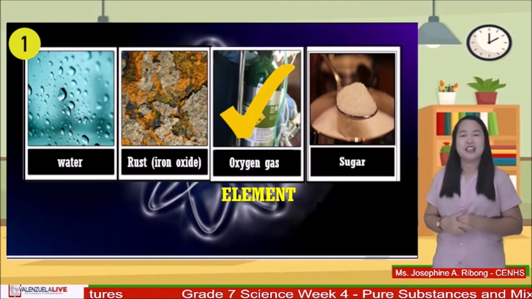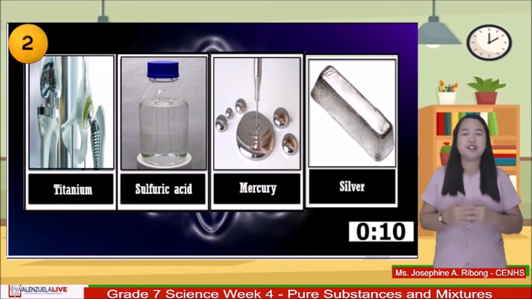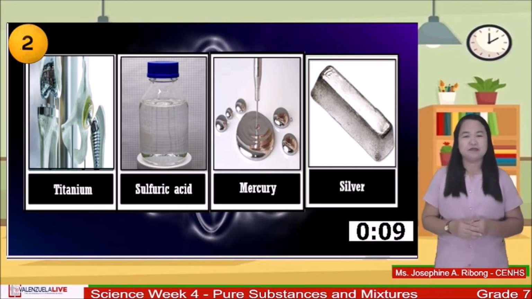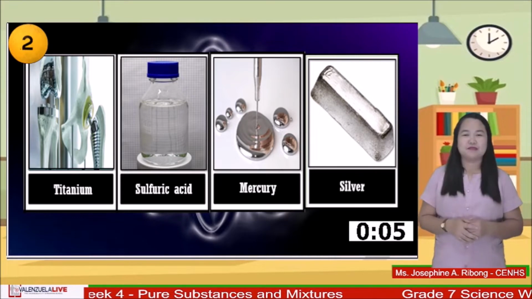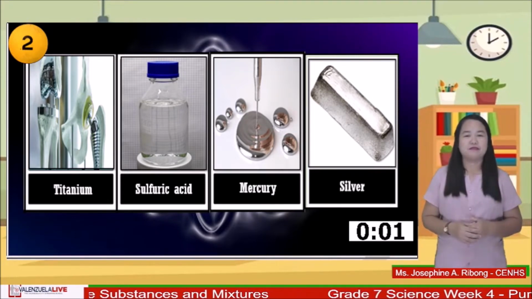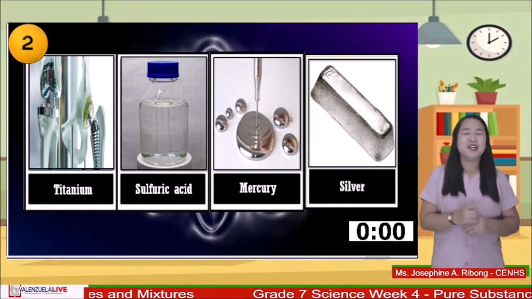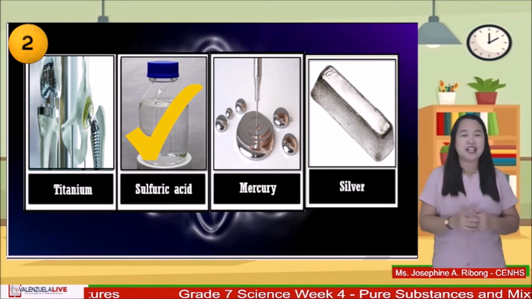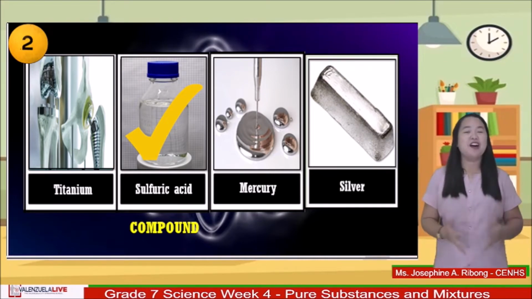Next, titanium, sulfuric acid, mercury, or silver. Your time starts now. Time's up, learners. The answer is sulfuric acid. Very good, grade 7 learners. Sulfuric acid is a compound, while titanium, mercury, and silver are elements.